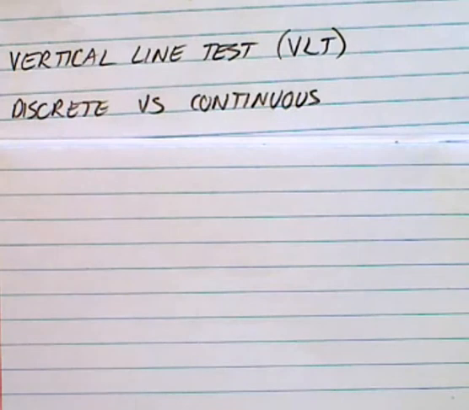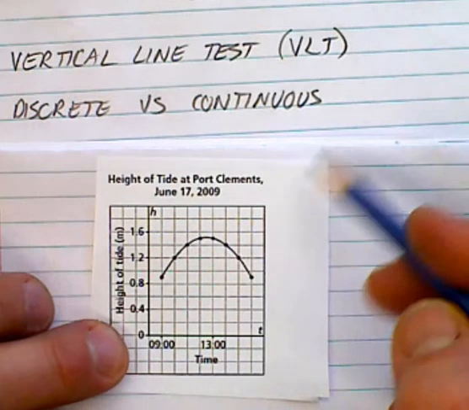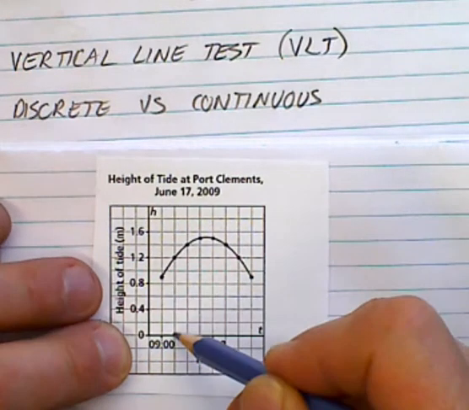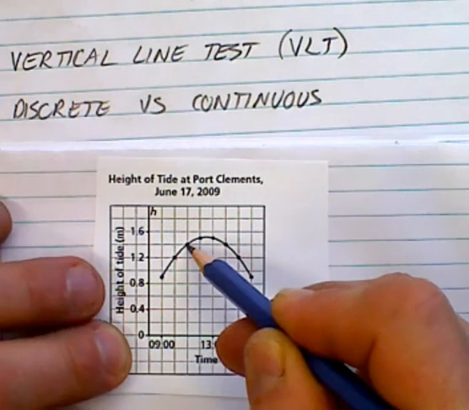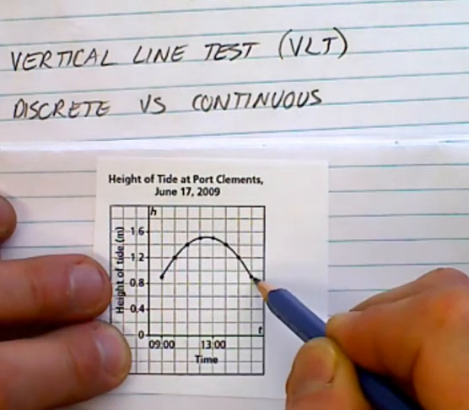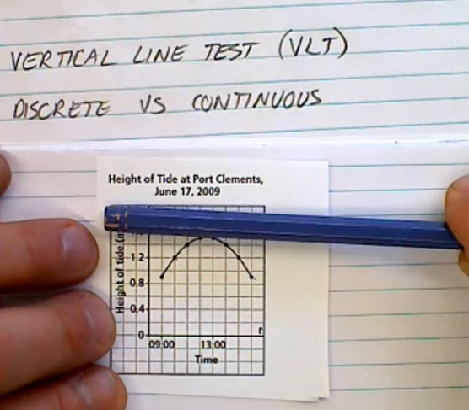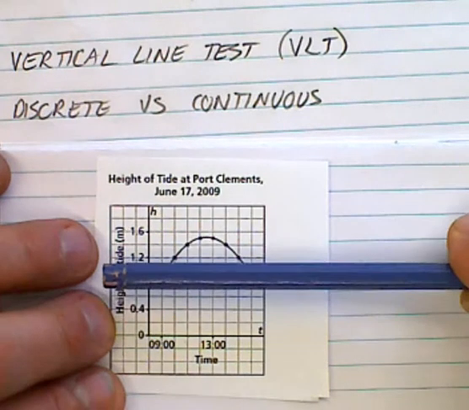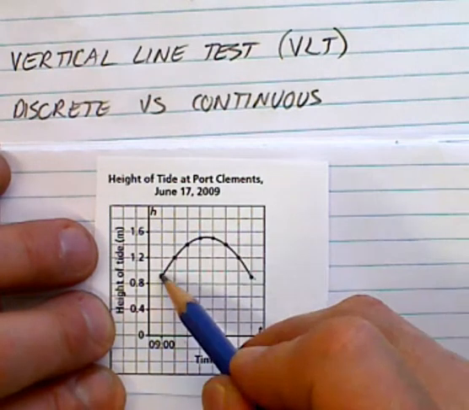Here's another situation. Here you have the height of the tide at the port. At 9 o'clock they measured it to be 0.9. At 10 o'clock they measured it to be 1.2. At 11 o'clock they measured it to be 1.4. At 12 o'clock, so each of these points has measurements. But as you know, a tide doesn't sit there and all of a sudden jump up, and then jump up again. It is a steady, continuous rise and fall. So these would indeed be continuous.